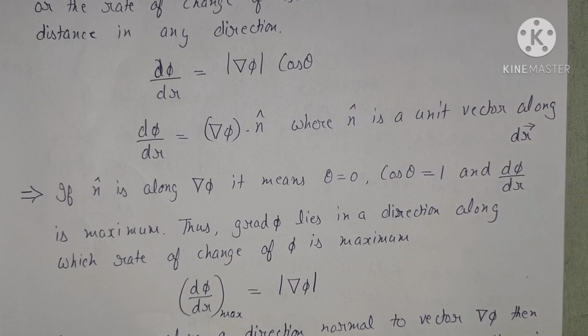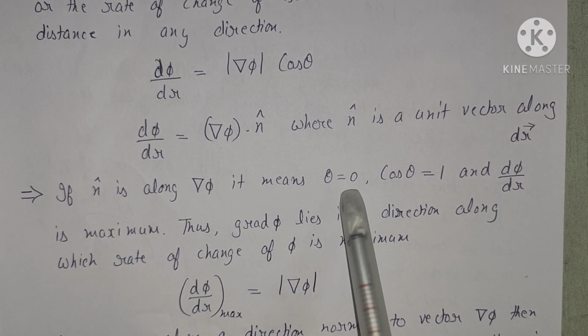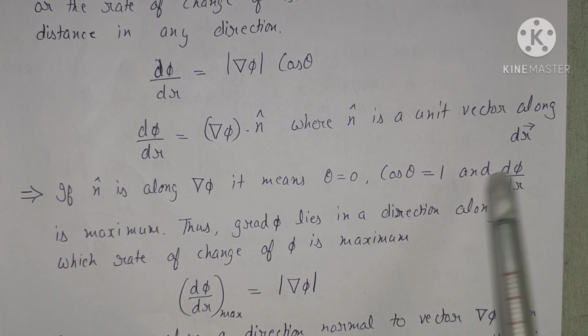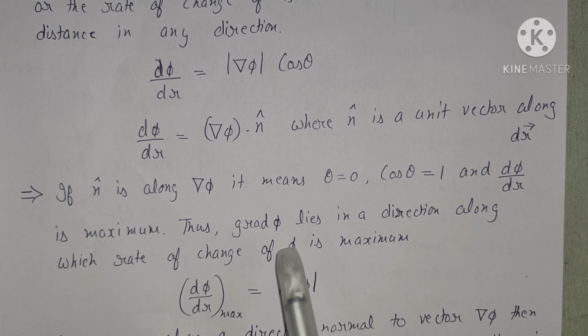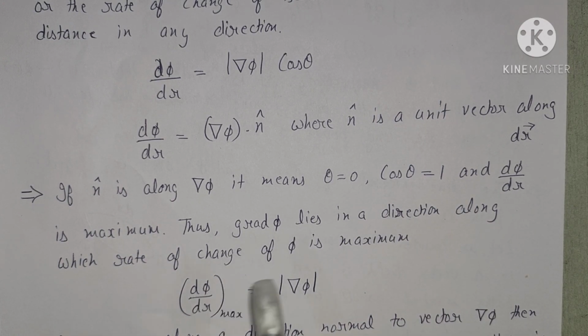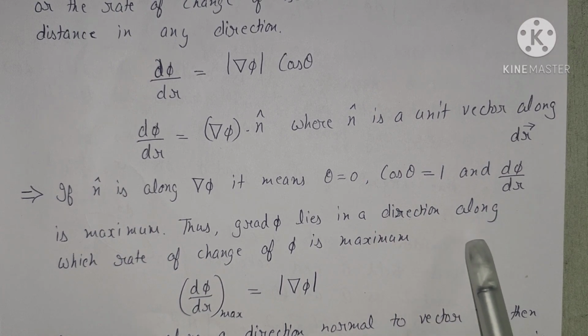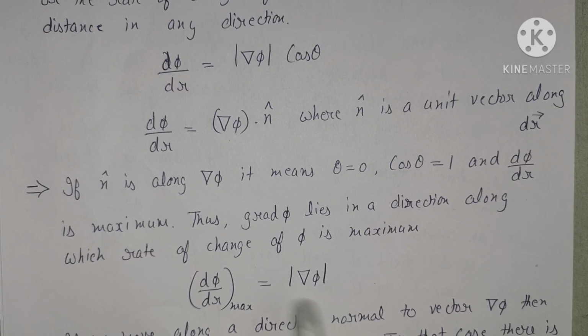If n vector is along gradient of phi, it means theta is equal to 0, cos theta is equal to 1, and d phi upon dr is the maximum value. Thus, the gradient of phi lies in the direction along which the rate of change of phi is maximum. So maximum value of d phi upon dr is equal to gradient of phi.